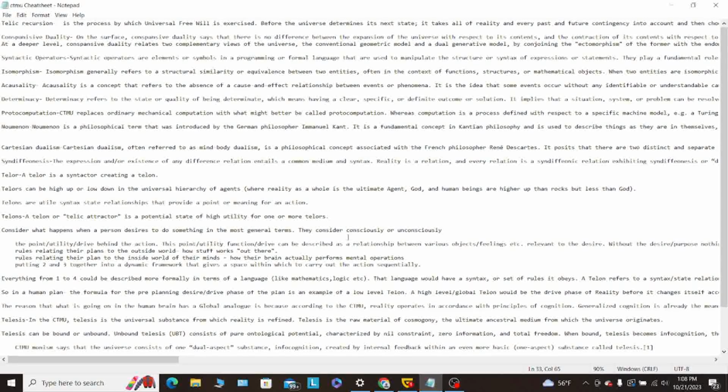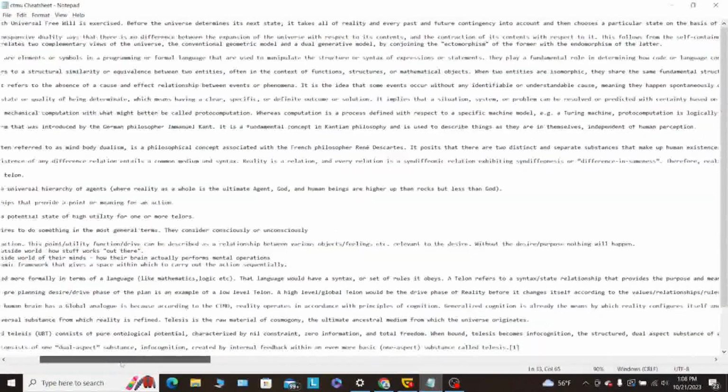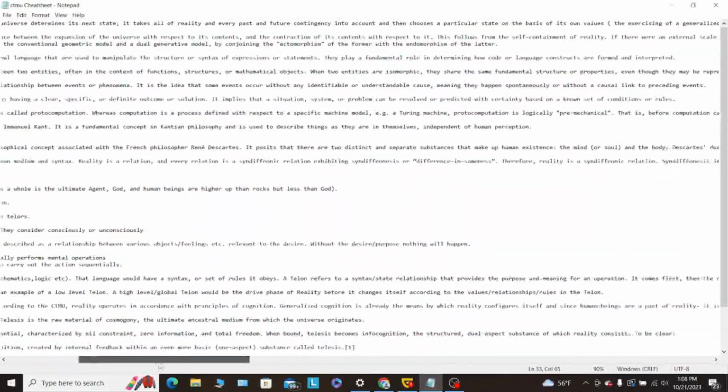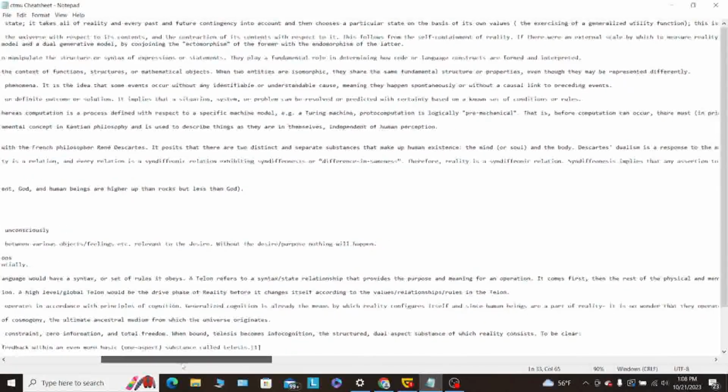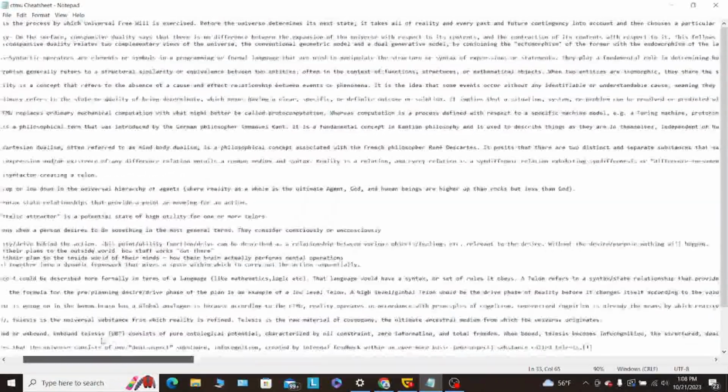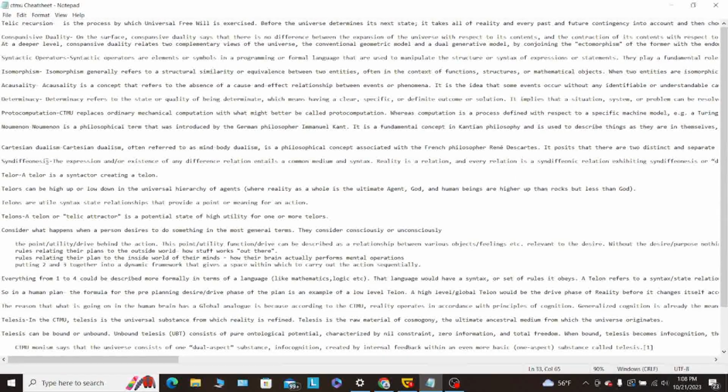So, telic recursion is the process by which universal free will is exercised. Before the universe determines its next state, it takes all reality and every past and future contingency into account, then chooses a particular state on the basis of its own values, the exercising of a generalized utility function. This is known as telic recursion.